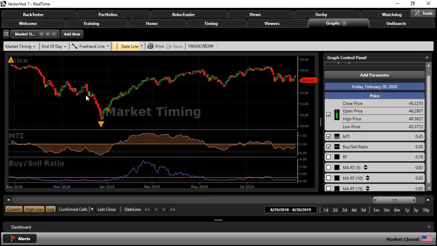12/24, there we go, another bottom. Notice that the MTI and buy to sell ratios will get to those levels near market bottoms. So 12/24 of 2018, MTI at a level of 0.36, buy to sell ratio at a value of 0.04. Man, same kind of scenario we're in, but notice this retracement down to a bottom. It took a lot more time to get there than what is taking place right now.